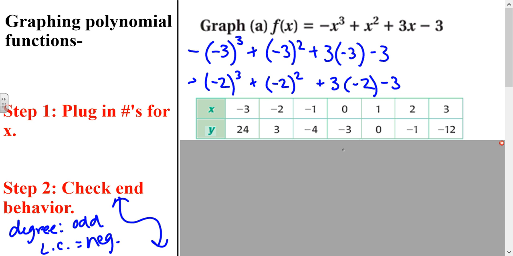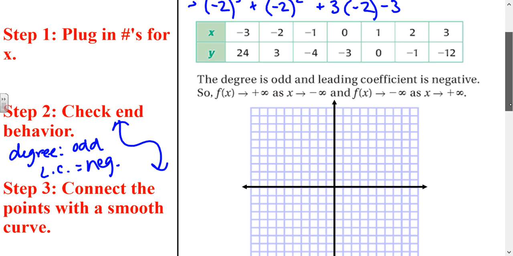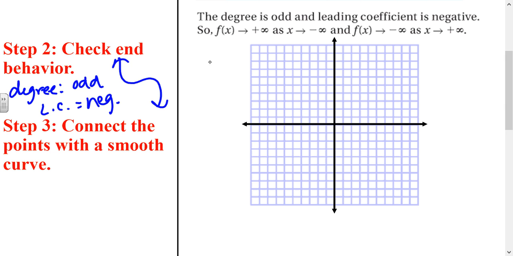So when I graph these points, I know that as x approaches -infinity on the left side, my graph goes up. And as x approaches +infinity on the right side, my graph goes down. So I'm going to just graph these points.